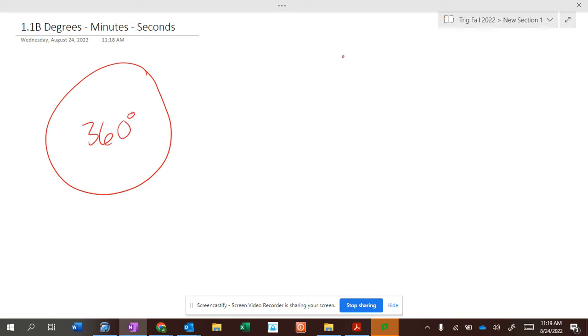So, I can divide a circle into 360 parts. And let's say this is a 1 degree angle. And yeah, that angle is way bigger than 1 degree. But let's just say that's a 1 degree angle. So I can divide this 360 degree angle into 360 parts. And I've got a 1 degree angle.